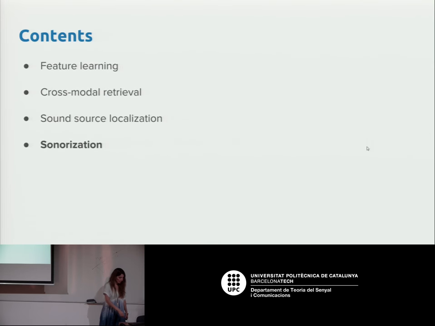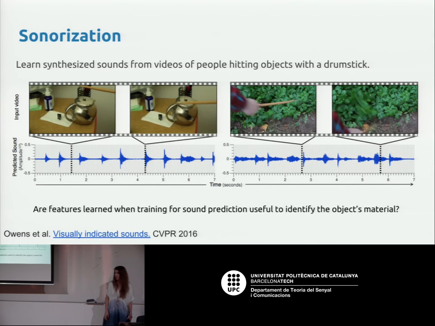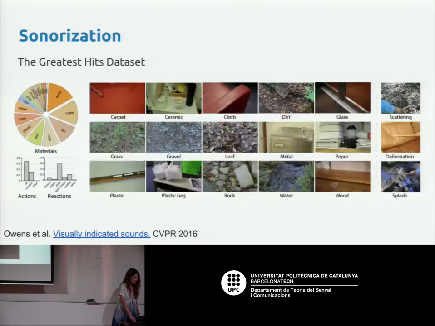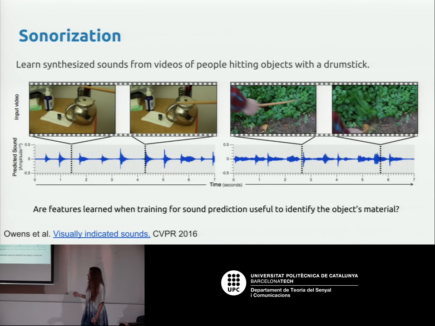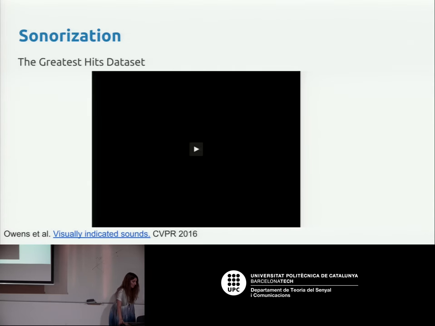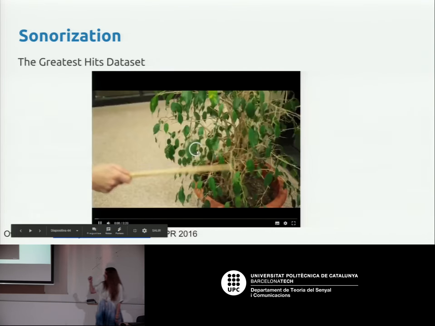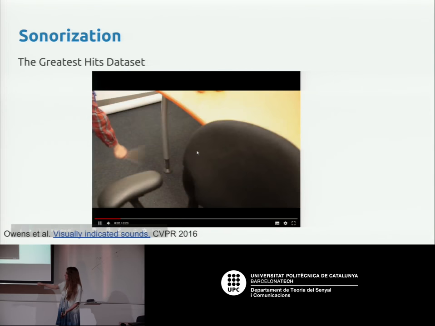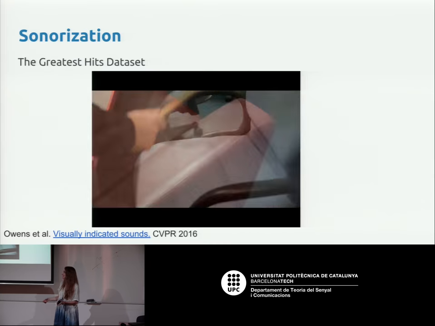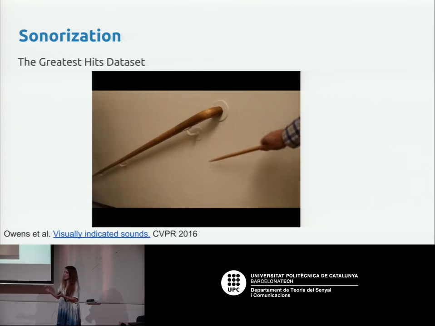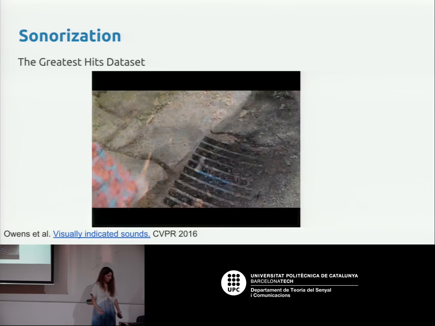Okay, and the last thing that I want to talk about is sonorization. So this task is about, okay, you have a video with no sound, you want to put sound on it. So you want to learn a model that is going to generate the suitable sound for a particular sequence of frames. And in this work, they basically create a dataset which looks like this. So they go with a stick and then start to hit different kinds of surfaces, and they collect these videos that tell you how a particular material is going to sound.